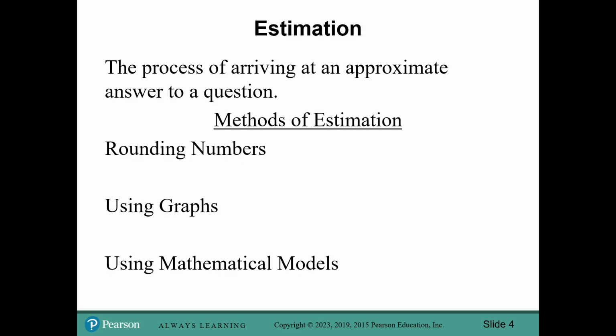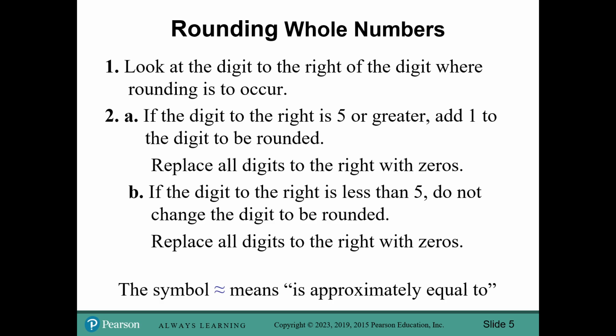Now let's look at estimation. Estimation is the process of arriving at an approximate answer to a question. Our methods of estimation are using rounding of numbers, using graphs, and using mathematical models. We're going to round whole numbers to start.